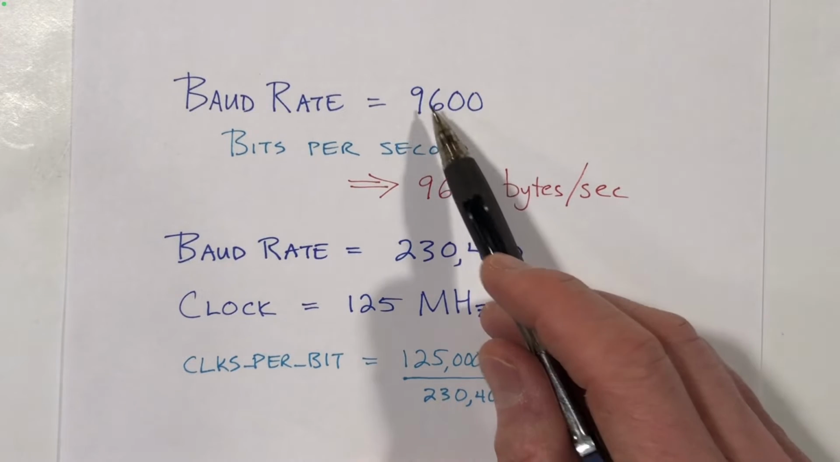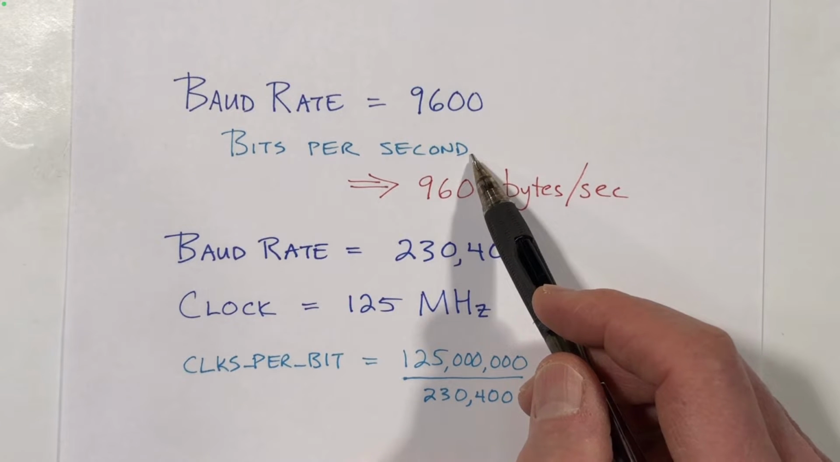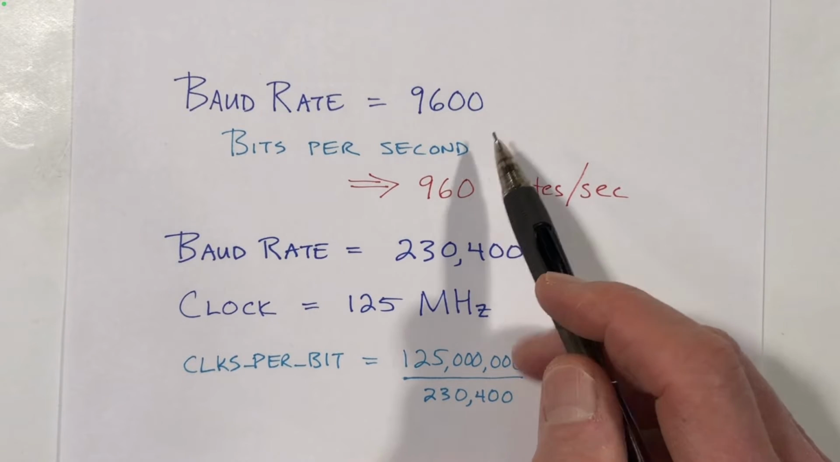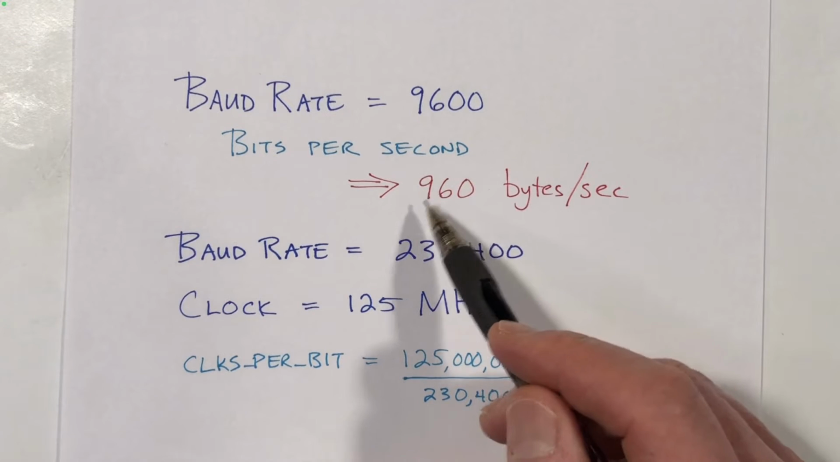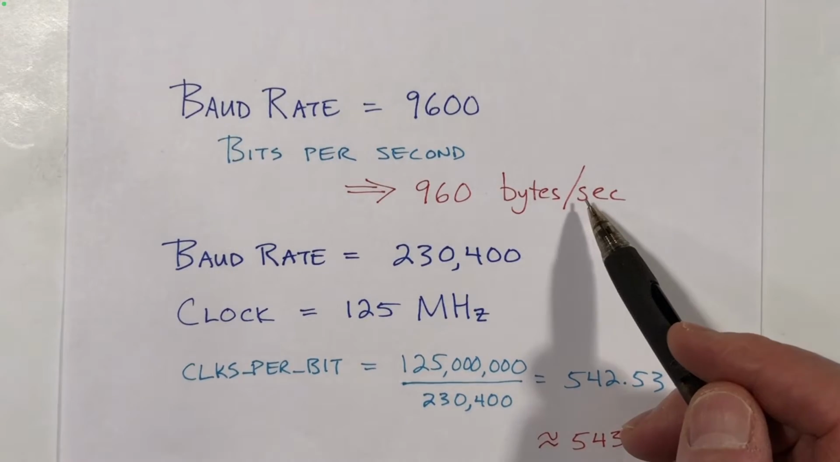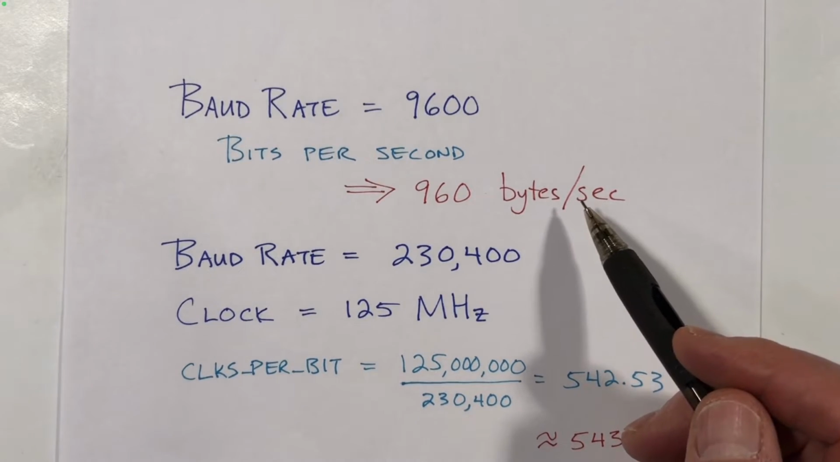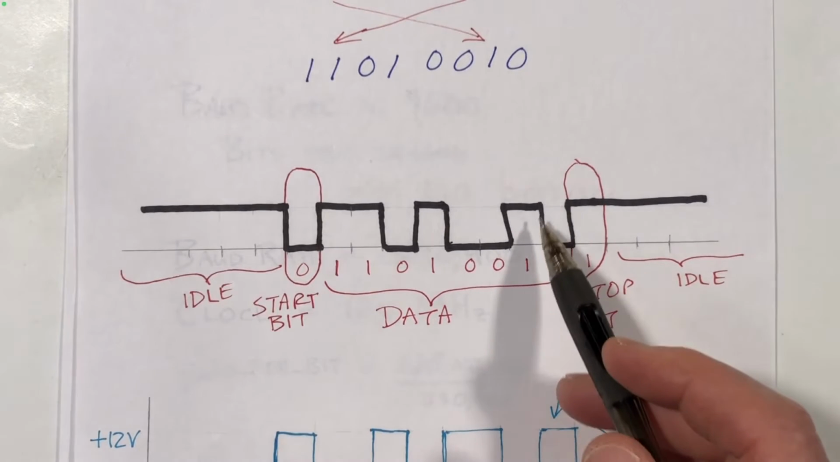And it means that 9600 bits are sent every second. Well, every time you send a byte, you have to send a start bit, a stop bit, and the 8 data bits. So that's 10 bits total. So at a baud rate of 9600, it means you're sending 960 bytes per second. So the baud rate has to be agreed on by both parties in order for the serial communication to work.